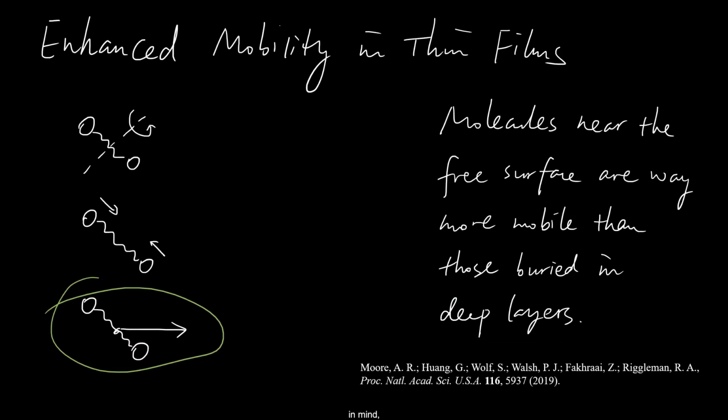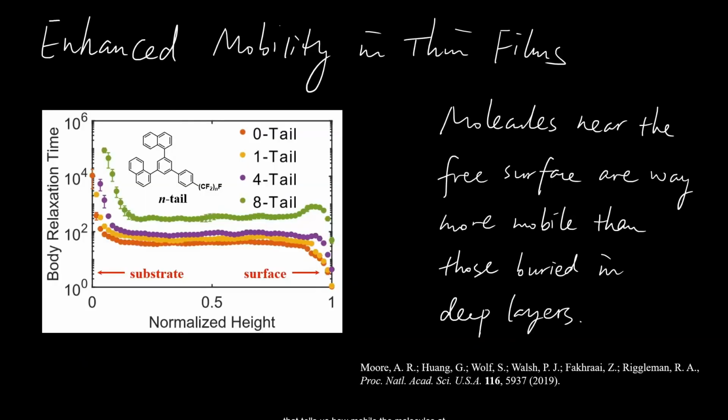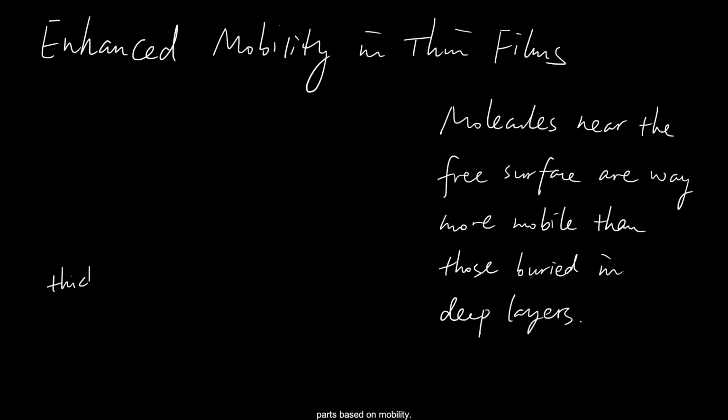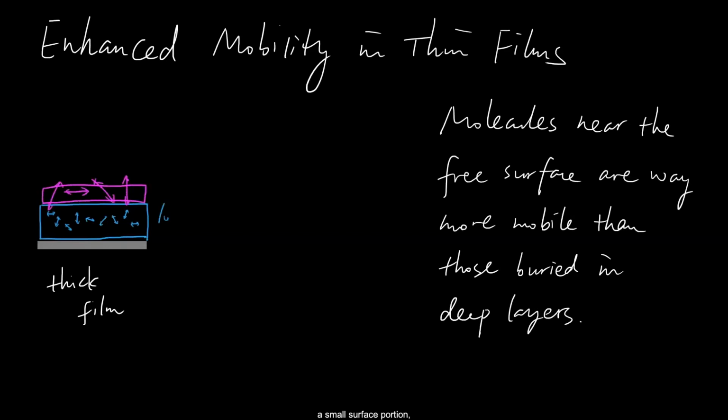With that in mind, we shall look at literature data that tells us how mobile the molecules at different positions in a film are. On the y-axis, a shorter relaxation time means a faster motion. On the left side we have molecules attached to the substrate that are pretty much stationary, and on the right side we have molecules near the surface which have way more freedom than those sandwiched in the middle. Let's divide a film into two parts based on mobility. When we look at a thick film, it has a large bulk portion, and a small surface portion, corresponding to low and high mobility, respectively.